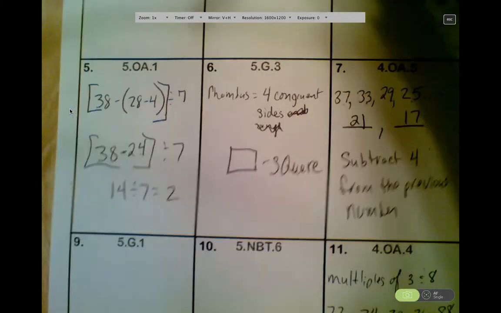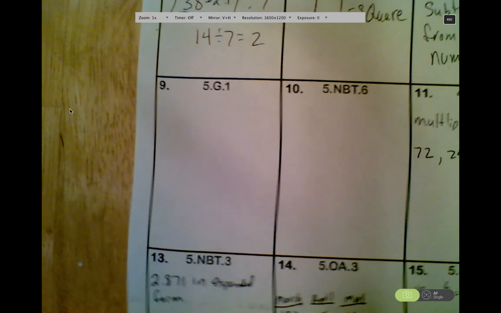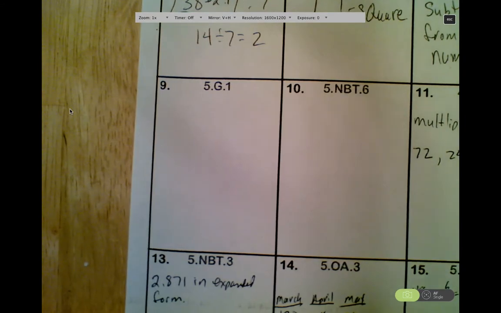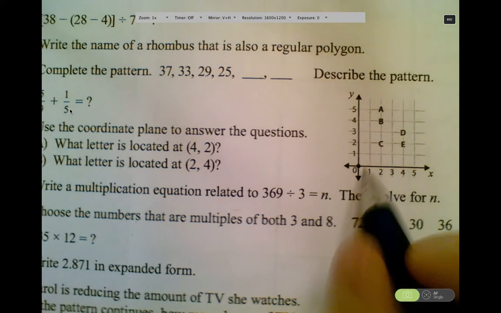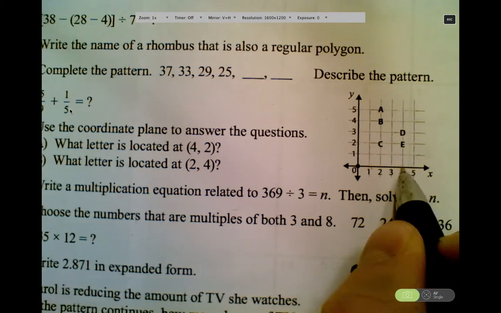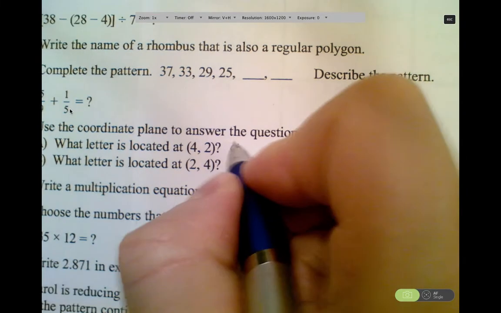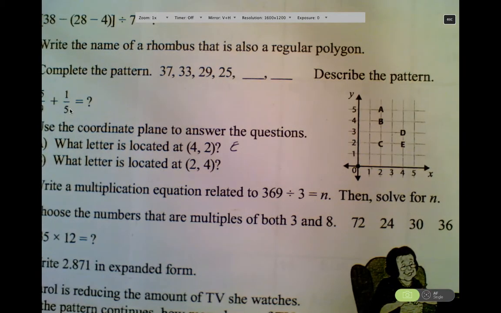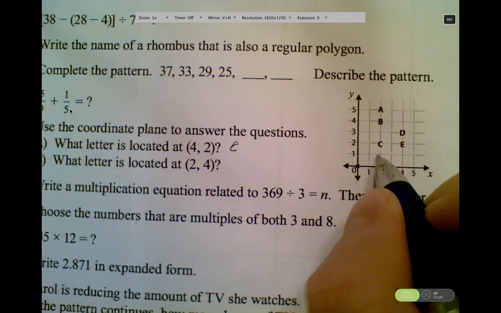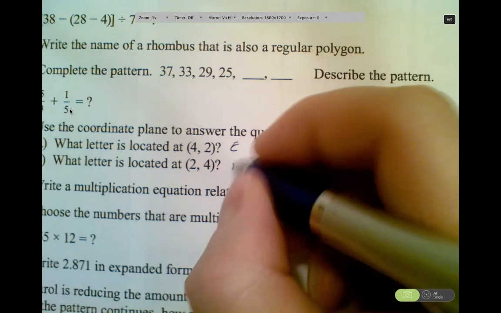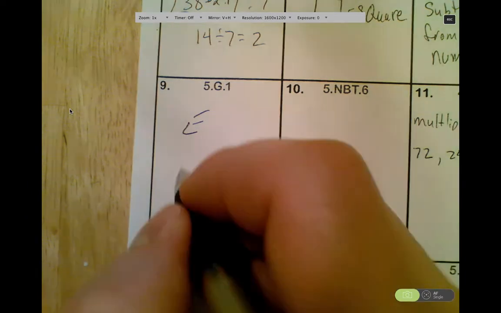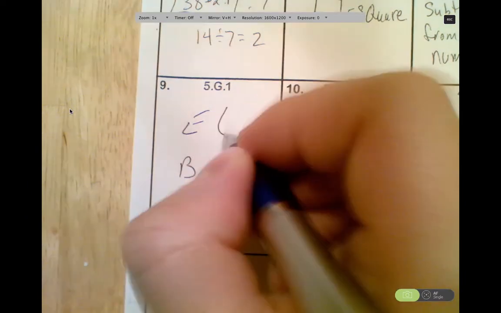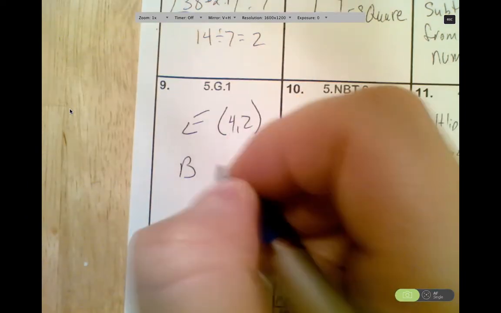On to number 9. Use the coordinate plane to answer the questions. Which letter is located at 4, 2? Start at my origin, go over 4: 1, 2, 3, 4, up 2. That gives me E. Which one's located at 2, 4? Over 2, up 4. That would be B. So our answers for 9 are E, B. E was 4, 2, and B is 2, 4.